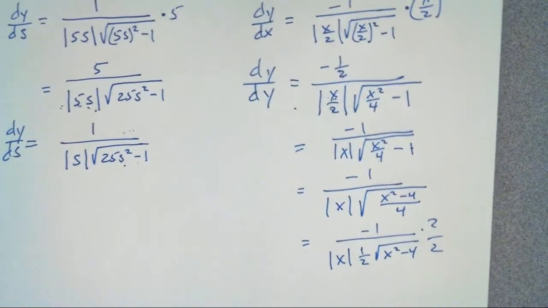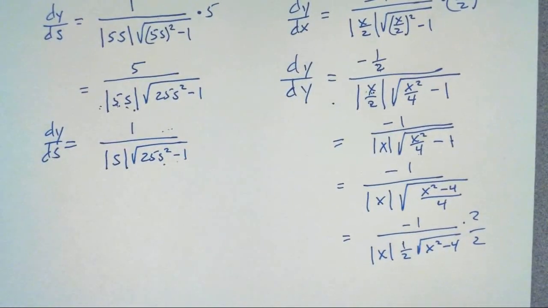Sorry, didn't move that up for you. Let you have a second to get caught back up here. I pulled 1/4 out as 1/2, multiply by 2 on 2, and I get negative 2 over absolute value of x, x squared minus 4. We worked hard to get here. Let's write the answer the way it should look. dy dx equals, and I believe that is what our back of book answer will look like.